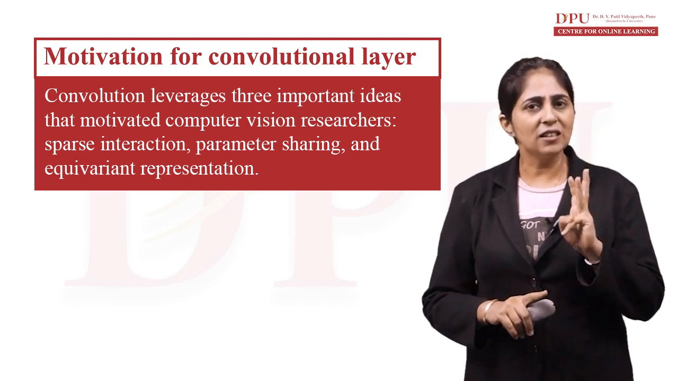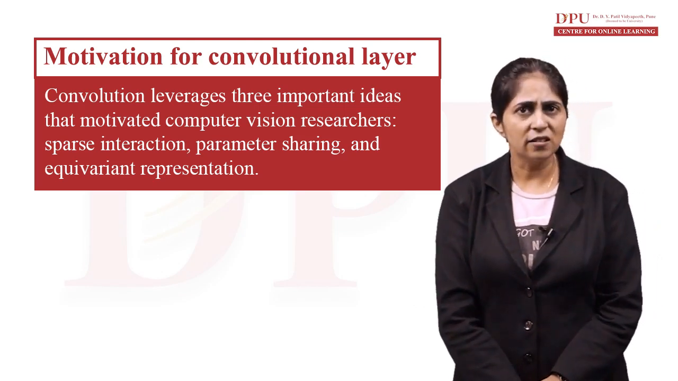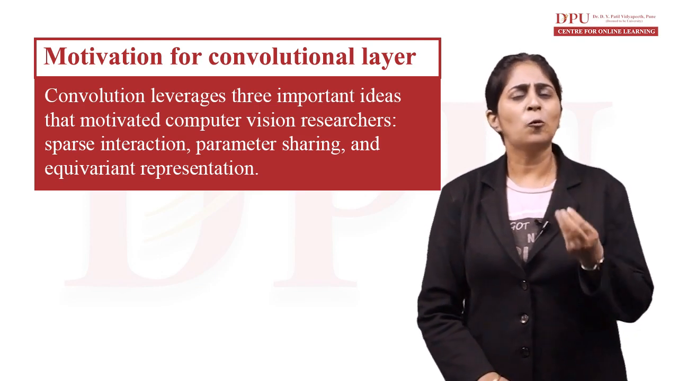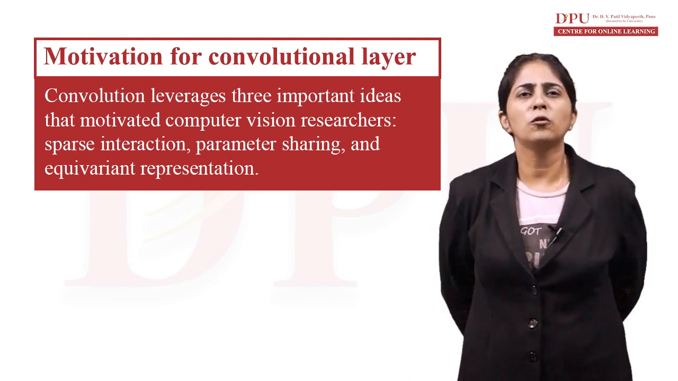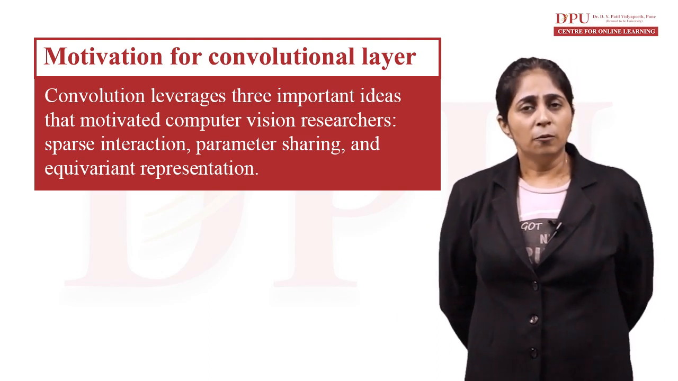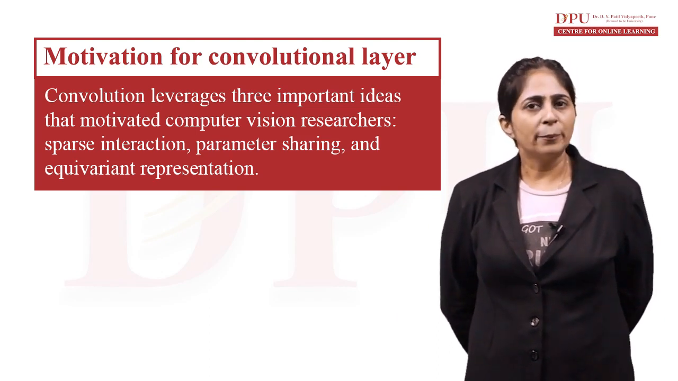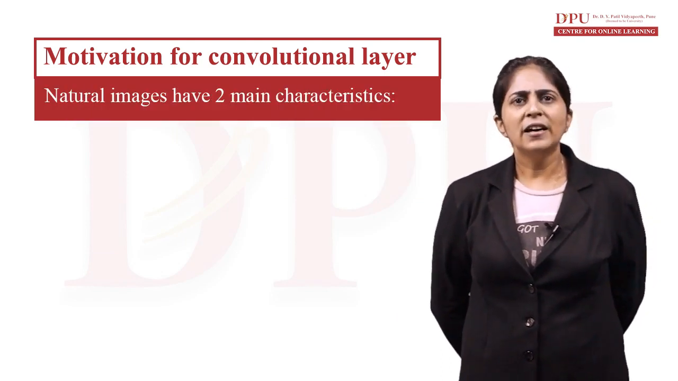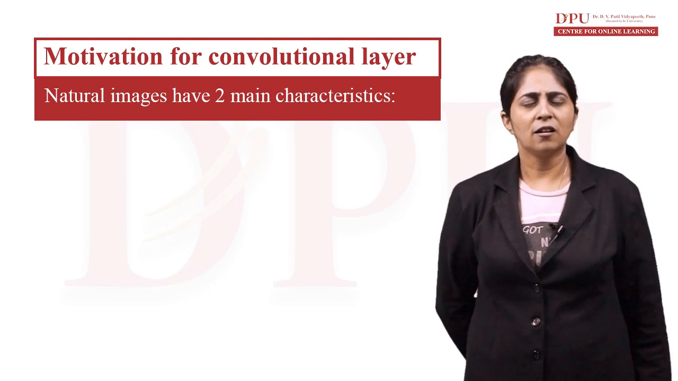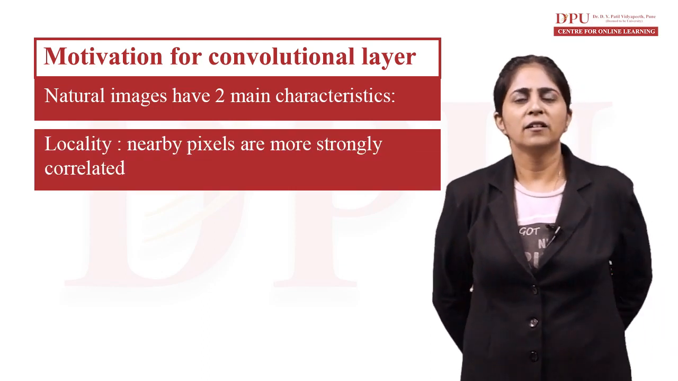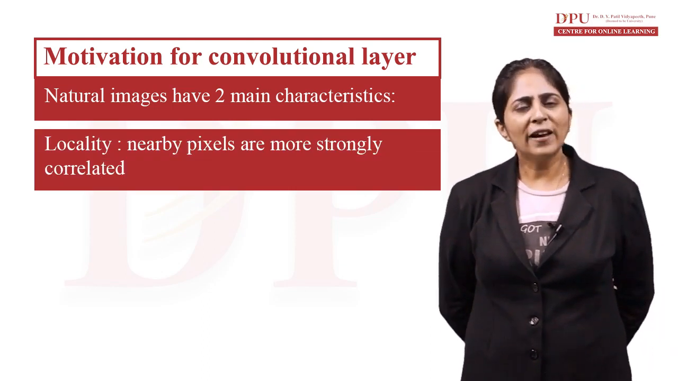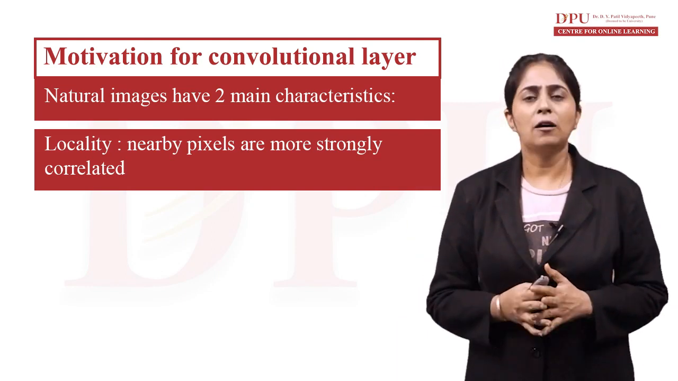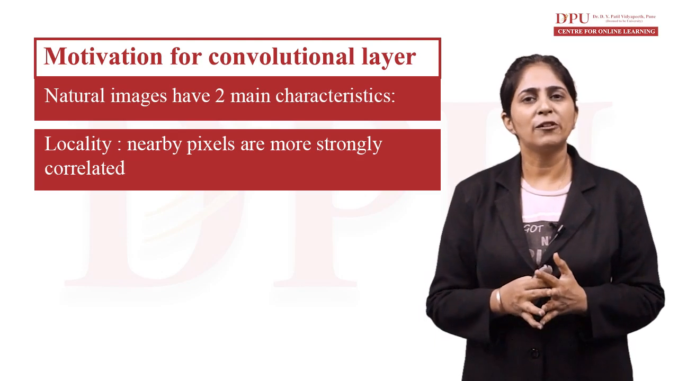These are the three main important things that form the motivation behind our convolutional layer. We will understand them one by one. First of all, we should know that a natural image has two main characteristics. First is locality. Now, what is locality? Locality means nearby pixels are more strongly connected. How can we understand it with the help of an example?